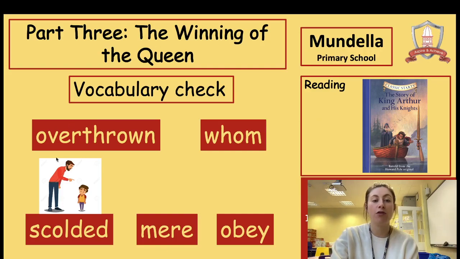So overthrown is a word we're going to see in this chapter. Overthrown means taken over. So you could have said that King Rience maybe was overthrown by King Arthur. So that means he was defeated.